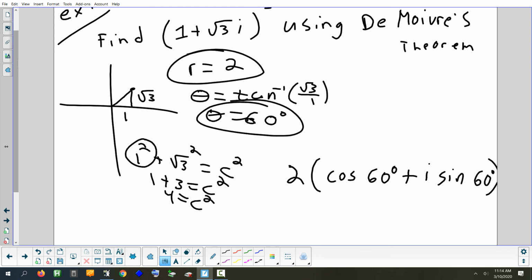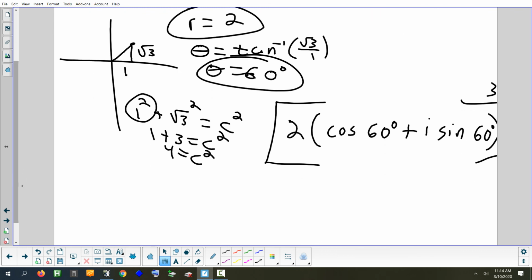Now, Jared, what power are we raising that to? 3. So here's DeMoivre's theorem. You're going to take that, I just ran out of space, and you're going to cube it. So Brianna, what do I do to get my new radius? Yep, 2 to the third, which is going to be how much? 8 cosine plus i sine. So now you just have to figure out your angle.